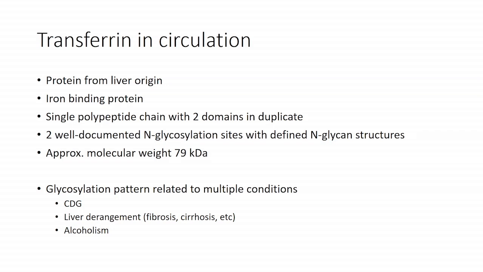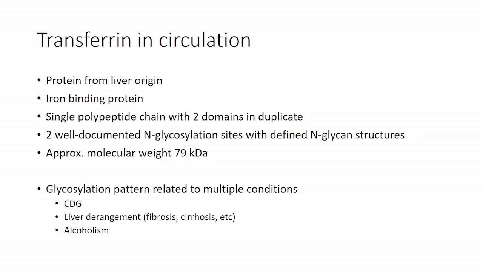Transferrin is mainly synthesized from the liver. It is a standard glycoprotein in circulation, but it can also be found in CSF because the brain also synthesizes a brain-type transferrin. It's an iron-binding protein with a single polypeptide chain with two domains in duplicate in the protein sequence. It has two well-documented N-glycosylation sites with very well-defined N-glycan structures. The intact transferrin with two glycosylation has an approximate molecular weight of about 79 kilodaltons.